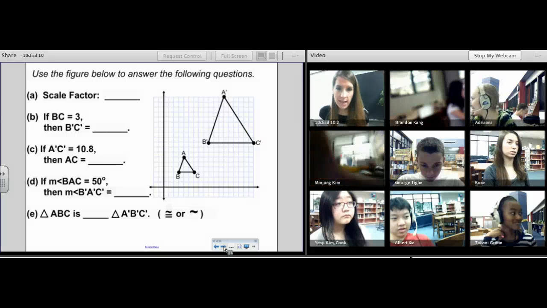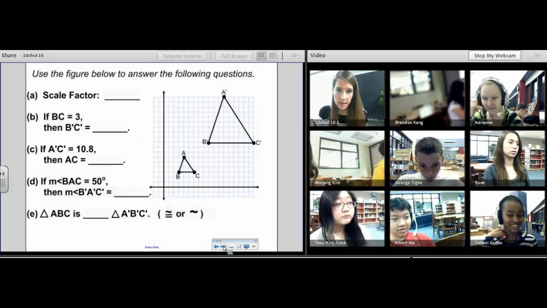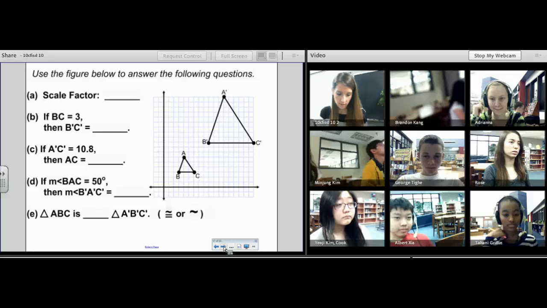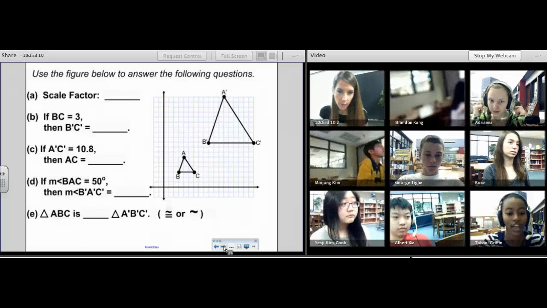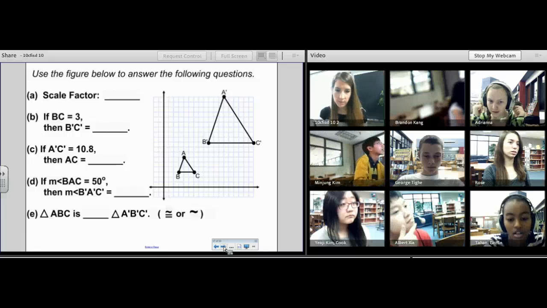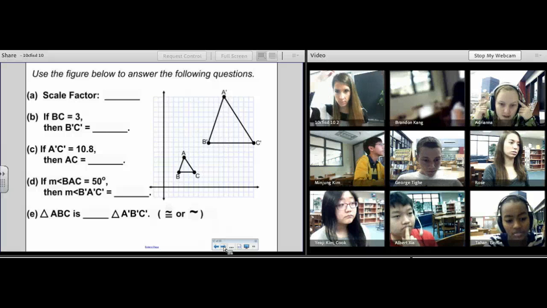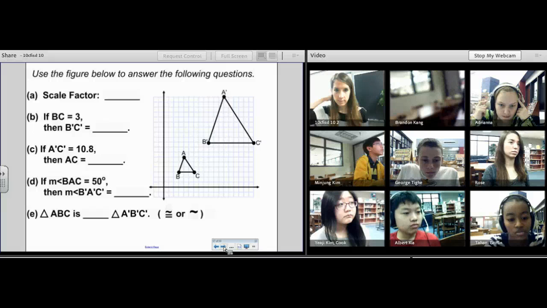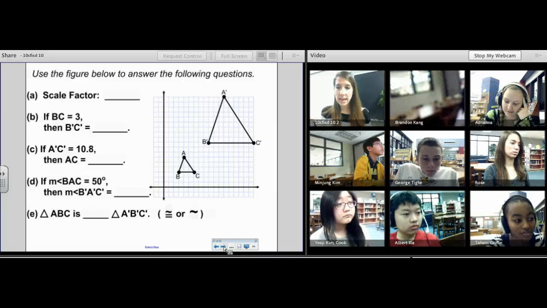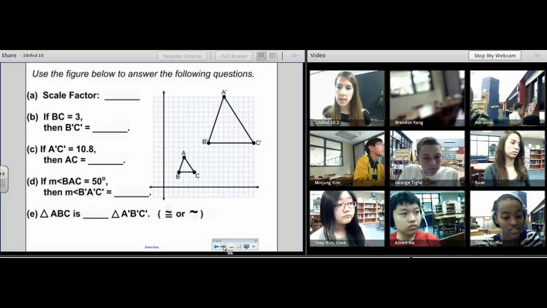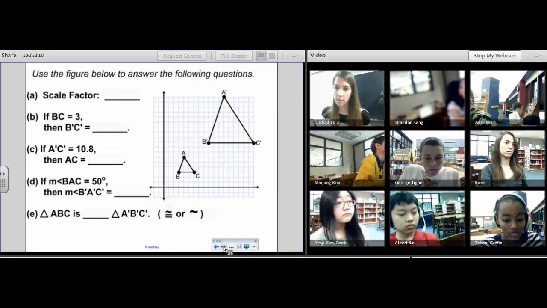Okay, Kwan Lee, you do A. Minjung, you do B. Tahani, do C. Albert, do D. And we'll all do E. No, enlargement can't be your answer to scale factor. Scale factor is to be a number, please. A number.